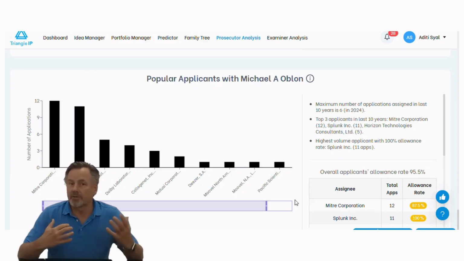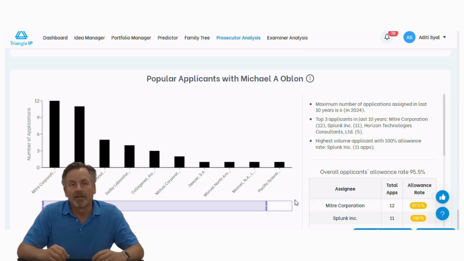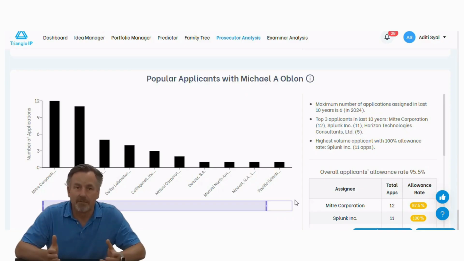Second, and this one's critical, it's your conflict check. If this attorney regularly works with your competitors, you need to know that before you engage them. Even if there's no formal legal conflict, it's something you need to factor in. So that's the full Prosecutor Analysis feature in the TIP tool.